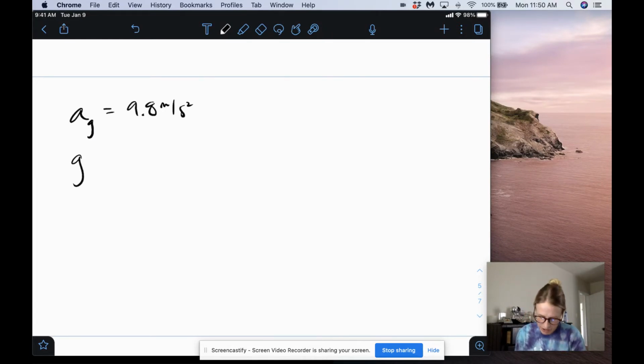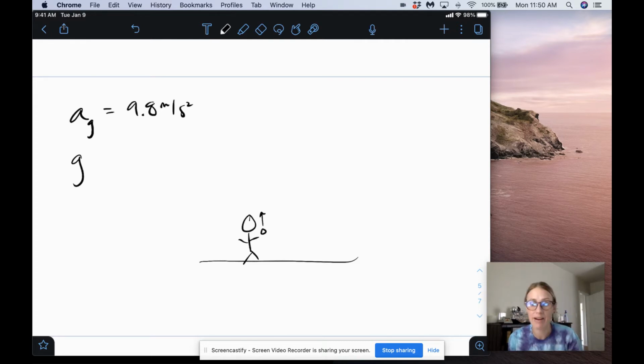I want to draw a little picture. If you have, say, this is Mrs. Stewart. This is a terrible drawing. You guys will learn, I'm a very, very bad artist. So say I have a tennis ball and I throw it up into the air. Now that tennis ball is going to go up, up, up, and then at the top it's going to stop. And then it's going to come down, down, down, like that.